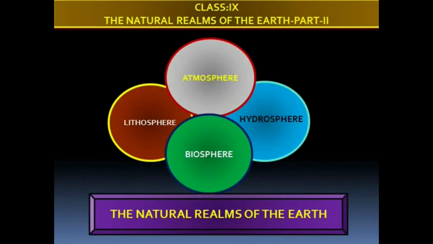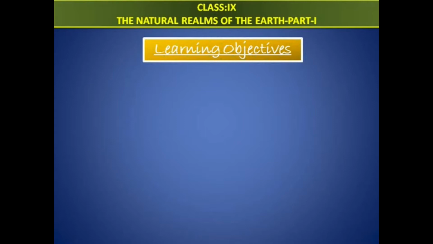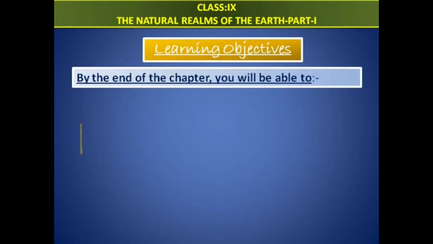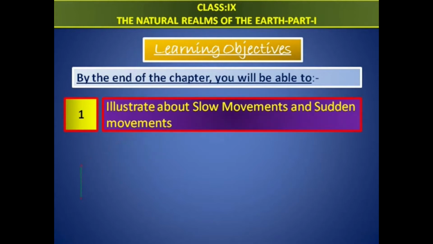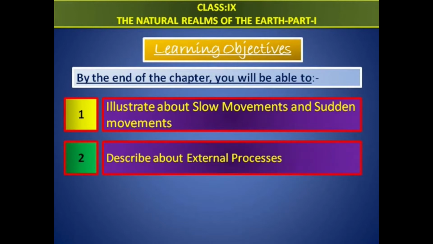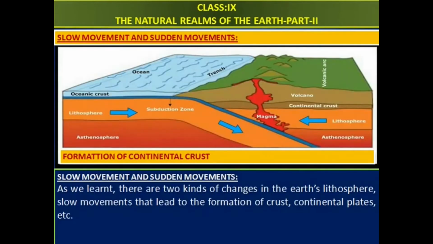In the previous class, we learned about the 4 different names of the earth, the jigsaw puzzle, and the moving plates. Today's learning objectives: by the end of the chapter, you will be able to illustrate slow movements and sudden movements, and describe the external process. Last session, we studied 2 kinds of changes in the lithosphere.